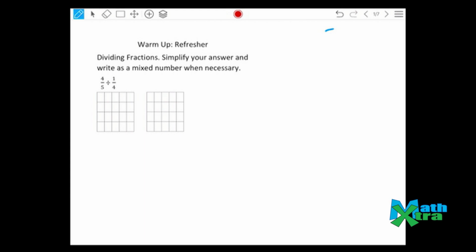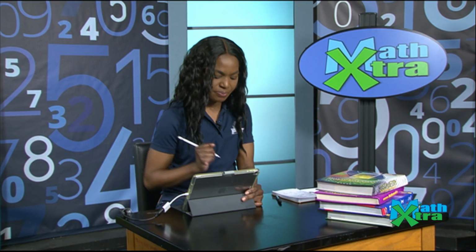The first thing that we're going to do is use our models that we already have. If you don't have a model, you can always use graphing paper. Graphing paper allows you to stay neat and organized. We have 4/5. On our first model, what we're going to do is shade in 4/5. Remember, this one represents 4/5.